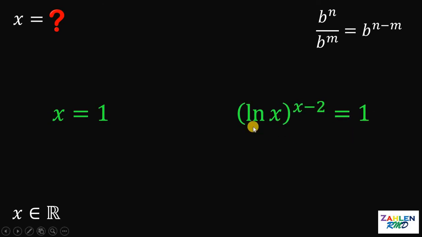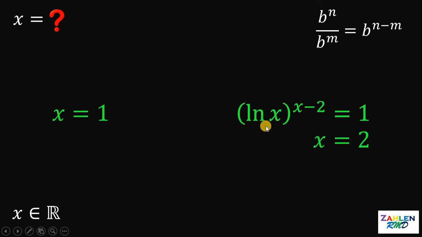Now, since this expression, ln of x raised to x minus 2, equals 1, we have two possible cases here. The first one is that the exponent of ln of x must be 0, because any number raised to 0 is just 1, provided that the base is not equal to 0. So in this case, x minus 2, the exponent of ln of x, must be equal to 0. Thus, x minus 2 must be 0. If we add 2 on both sides, we get that the value of x must be equal to 2. So now we have two possible values of x. We have x equals 1 and x equals 2.